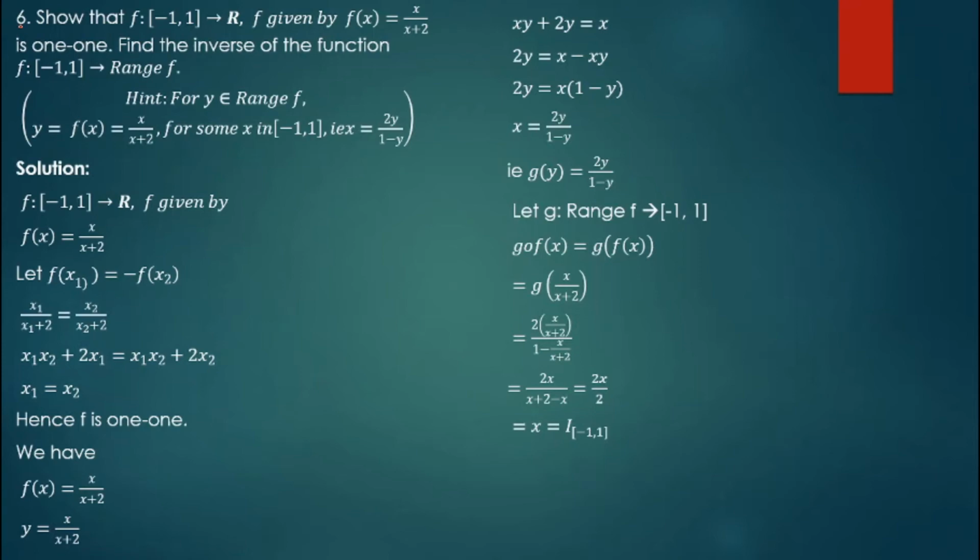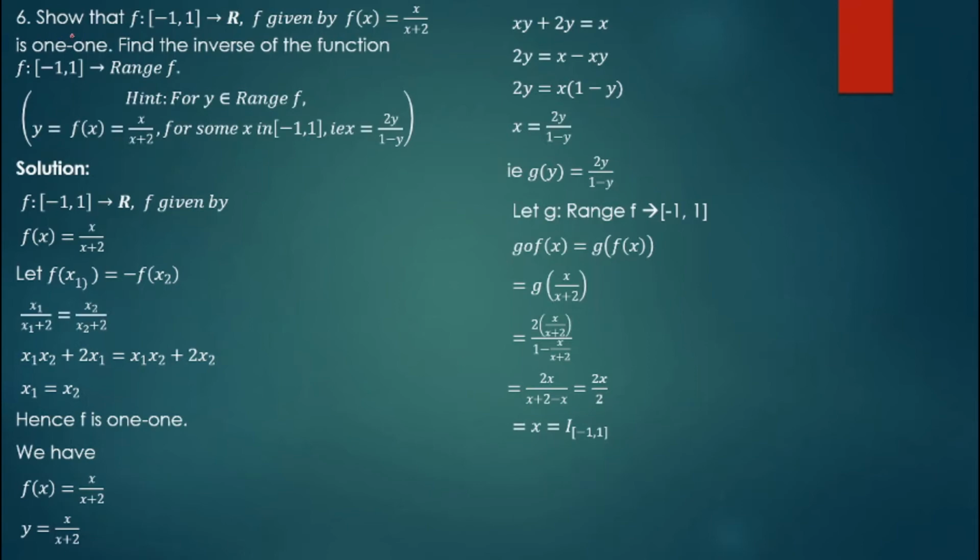Here we have the sixth question. Show that function f such that closed interval [-1, 1] to R, given by f of x is equal to x by x plus 2, is one-one. Find the inverse of the function f such that [-1, 1] to range f. Hint: for y belongs to range f, y equal to f of x equal to x by x plus 2 for some x in [-1, 1], that is x equal to 2y by 1 minus y.